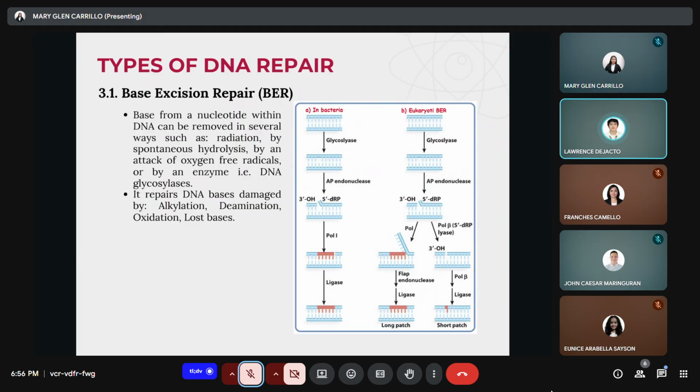So, a base from a nucleotide within DNA can be removed in several ways, such as radiation, spontaneous hydrolysis, an attack of oxygen free radicals, or an enzyme like DNA glycosylase. So, BER repairs DNA bases damaged by alkylation, deamination, oxidation, and lost bases. So, what is the mechanism of base excision repair? By using an enzyme.